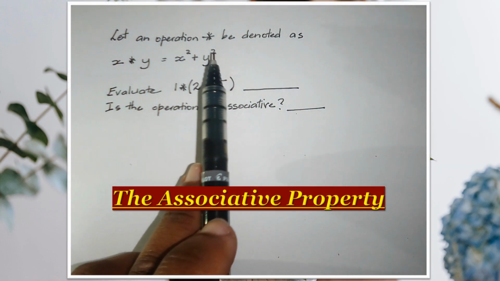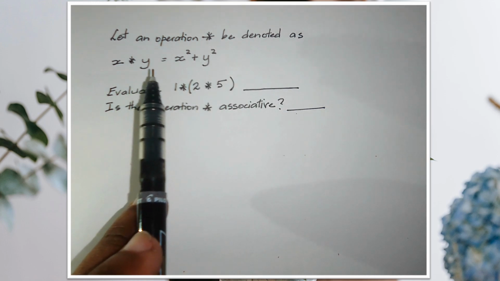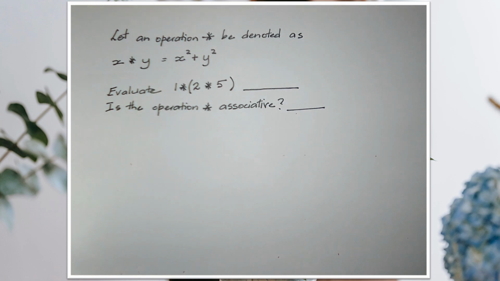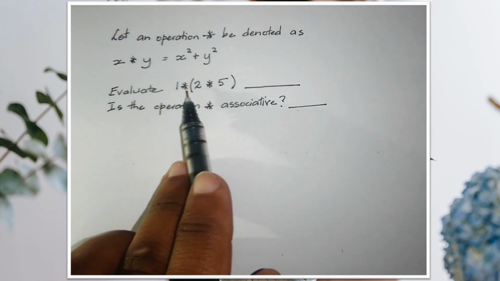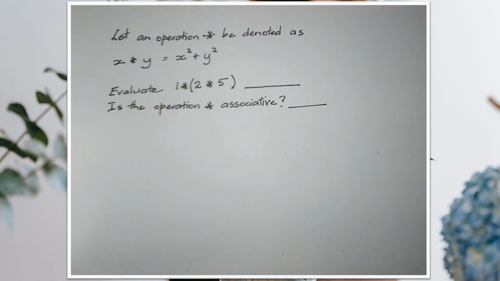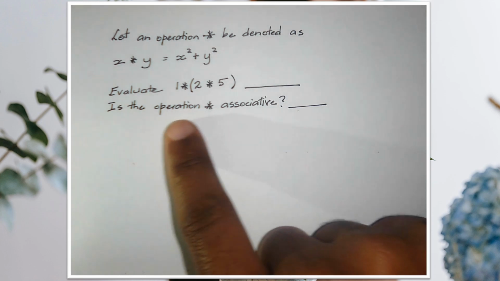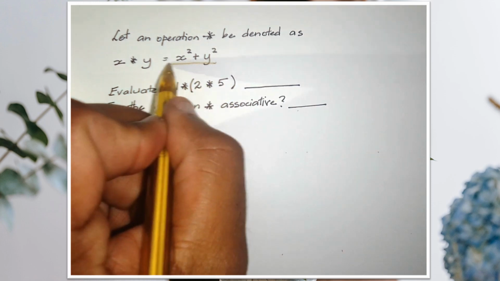Let an operation star or asterisk be denoted as x asterisk y is equal to x squared plus y squared. And we're going to evaluate 1 asterisk (2 asterisk 5). Remember, when you see brackets, we're going to work those first. And then the question asks, is the operation asterisk associative? So we're going to underline the important information, which is this. It's the most important thing.